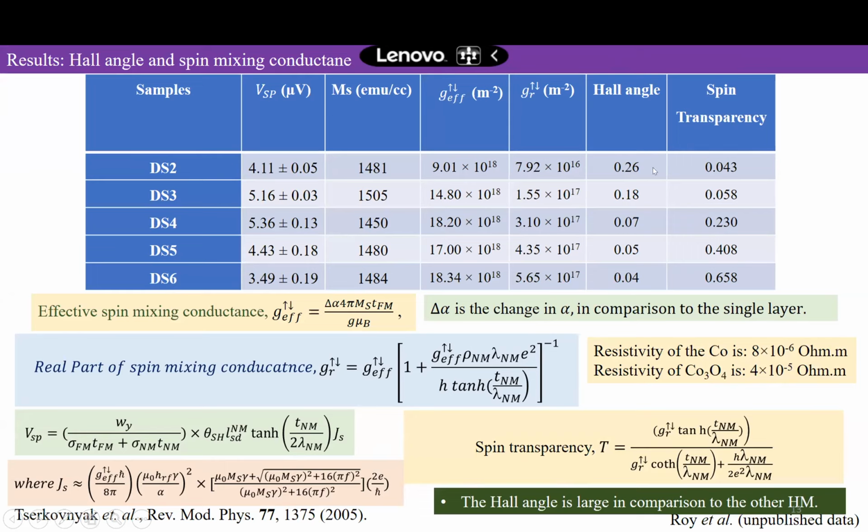And this 0.26 value is comparable with other heavy metals like platinum. At the same time, the spin mixing conductance value is on the order of 10 to the power 18, which is also comparable to other heavy metals.